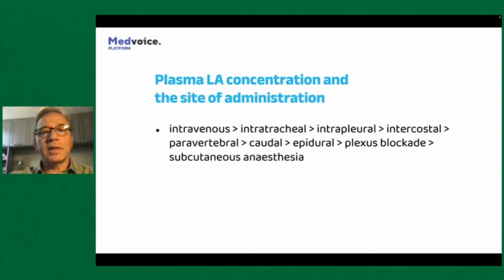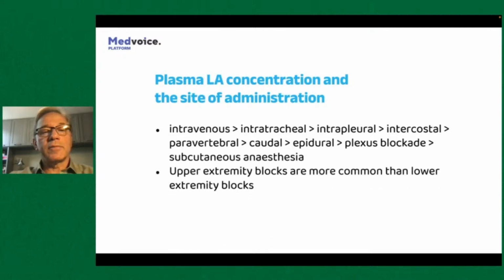Plasma local anesthetic concentration and site of administration. We touched upon that already, and obviously it will be highest if you inject intravenously, then intratracheally, then intrapleurally, intercostally, and subcutaneous will be the least high if you inject it. Upper extremity blocks are more common than lower extremity blocks, the local anesthetic toxicity, I mean.